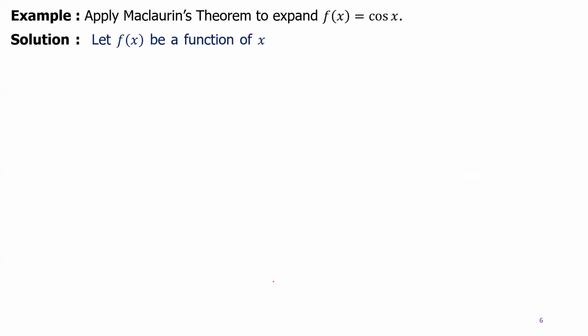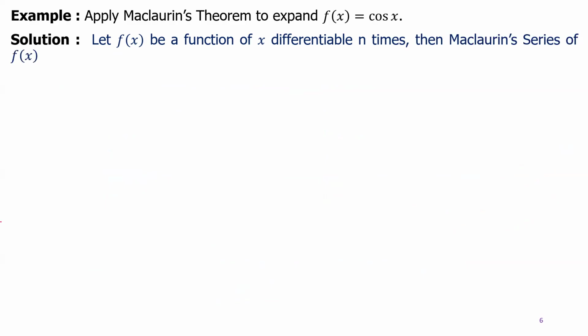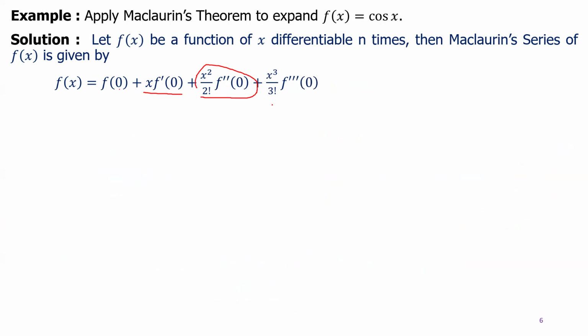In this lecture, we will apply Maclaurin's theorem to expand f of x equal to cos x. Let f of x be a function of x differentiable n times, then Maclaurin's series of f of x is given by f of x equal to f of 0 plus x f dash of 0 plus x square upon 2 factorial f double dash of 0 plus x cube upon 3 factorial f triple dash of 0 and so on. Let us give this as equation number 1.